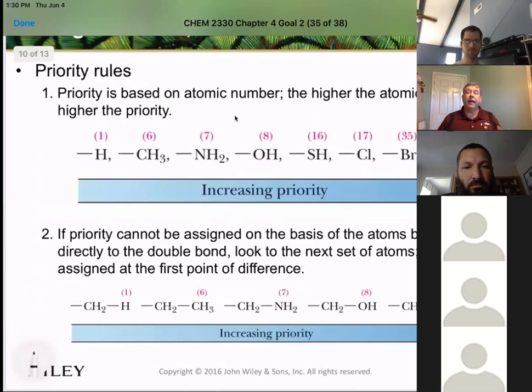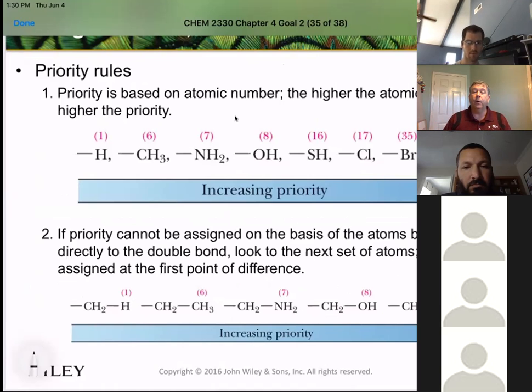And it's as simple as the atomic number. Molecular weight usually works, but atomic number is the true name here. So hydrogen's always the lowest because it has the atomic number of 1. Carbon is the typical one we start looking at because it's usually the most common thing attached, and it has the atomic number 6. And then as we add other functional groups, they go up from there. So nitrogen, oxygen, sulfur, etc.